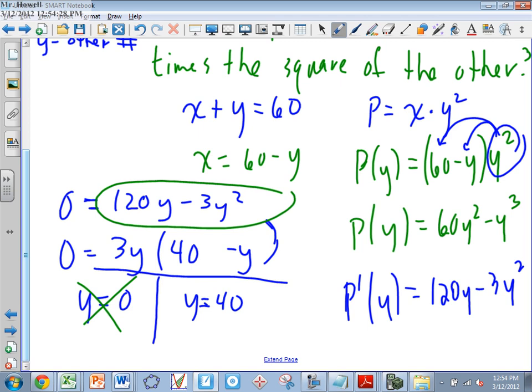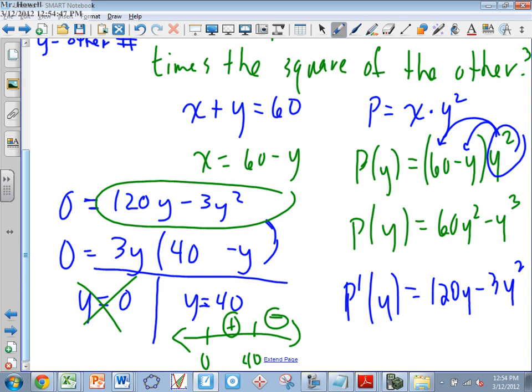If you test the first derivative on a number line, here's what you're going to see. You're going to have a critical point at 0, and a critical point at 40. You're going to have a positive function there and a negative function there. So if you plug in a point like 1 into the first derivative, take a look: 120 minus 3 is 117. Isn't that positive?